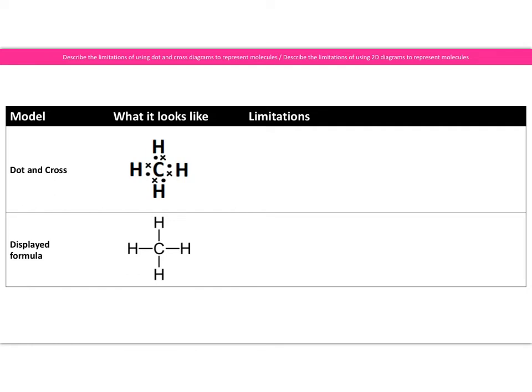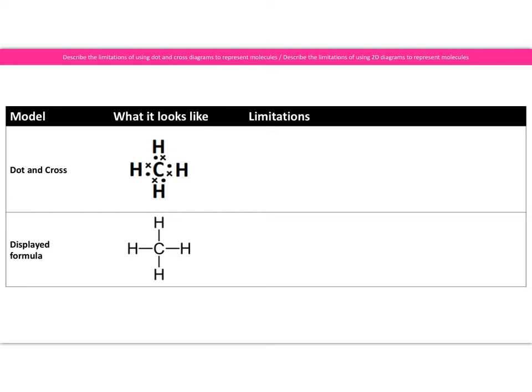But the limitation here is that we don't have a sense of the relative sizes of the atoms. They're not all the same size. And we also don't have a sense of how they're arranged in space. Now, to be honest, at GCSE, that doesn't really matter, because you never really consider them three-dimensionally, and you never really consider them in terms of having relative sizes of atoms.